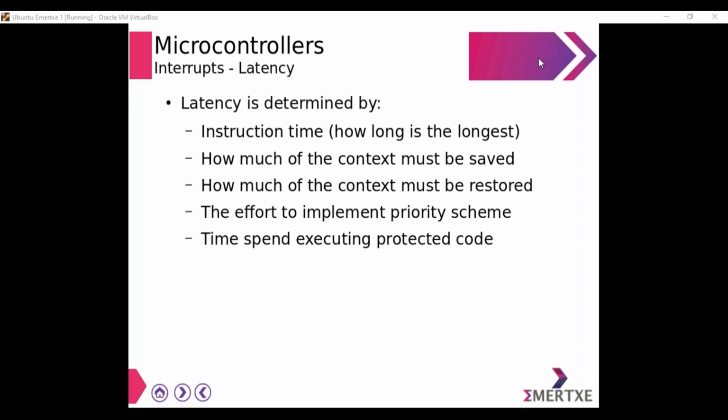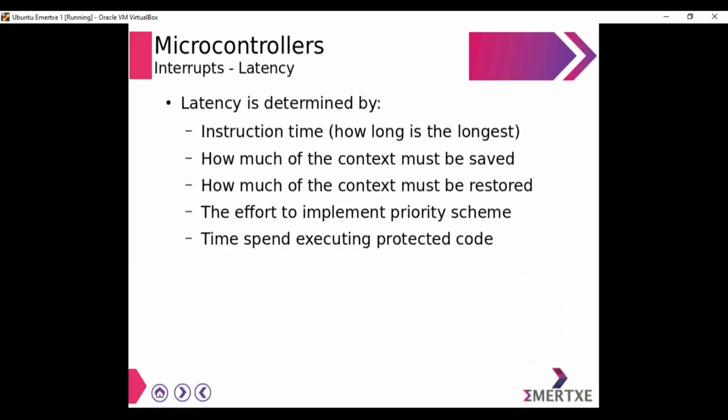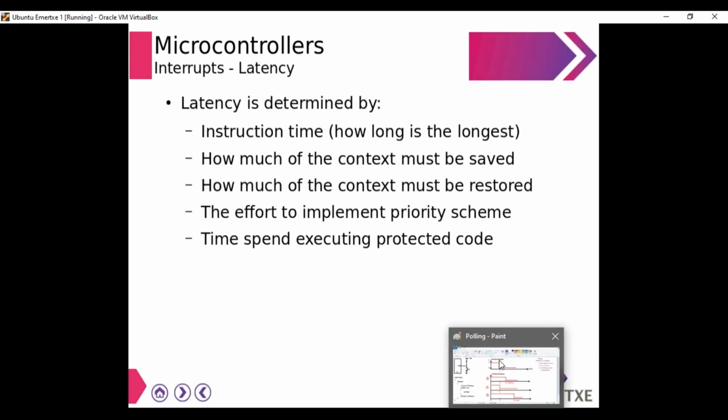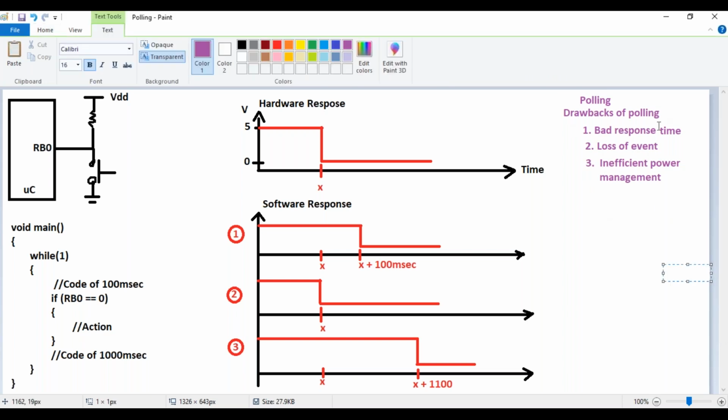Any doubts in the theoretical part of interrupts? The next thing we have to start with is programming an interrupt. We have to start by configuring one interrupt, and with that programming part I can also show you how to overcome the drawbacks of polling using the interrupt. All of these drawbacks, the bad response time, loss of event, inefficient power management, can be overcome with the help of interrupts.